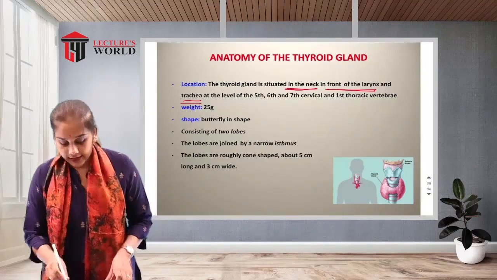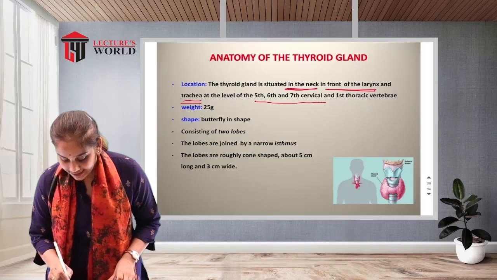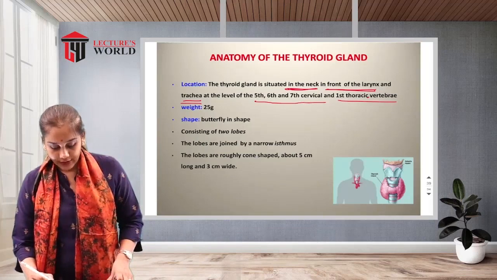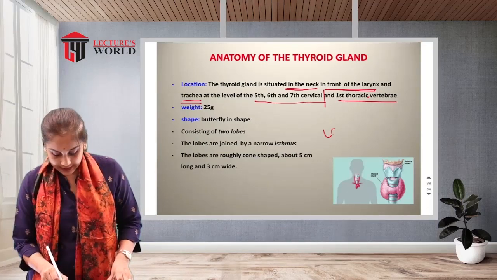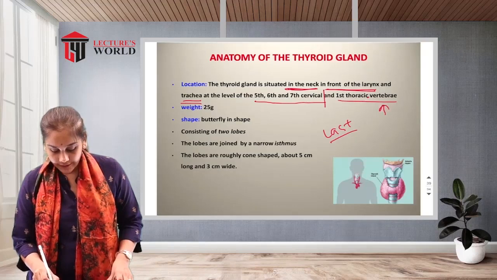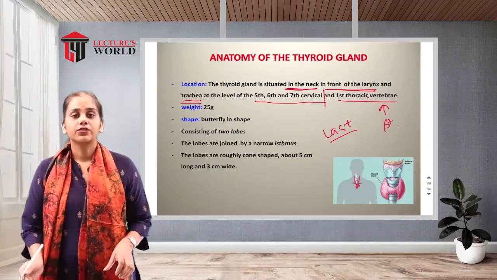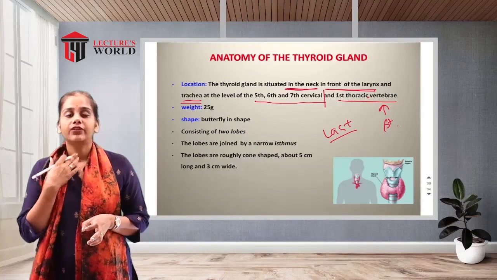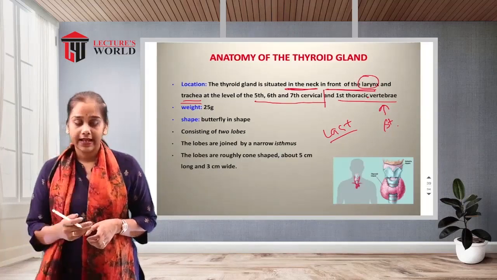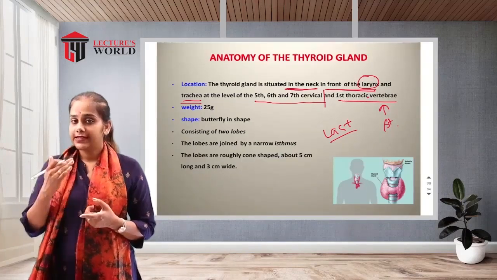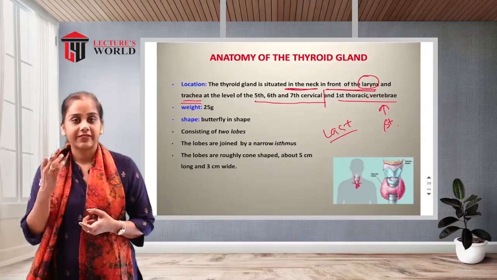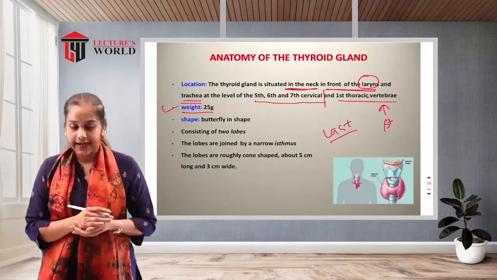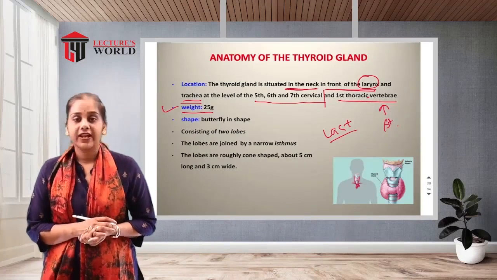It lies at the level of the 5th, 6th and 7th cervical and first thoracic vertebra, or we can say the last cervical and first thoracic vertebra. So this is the location of the thyroid gland: in the neck area, in front of the larynx and the trachea, and on the posterior side there are the 5th, 6th and 7th cervical and first thoracic vertebra.